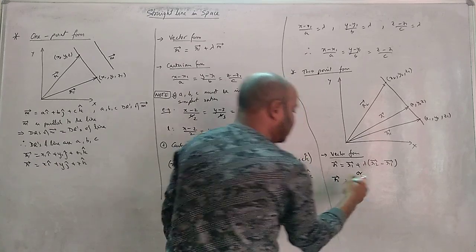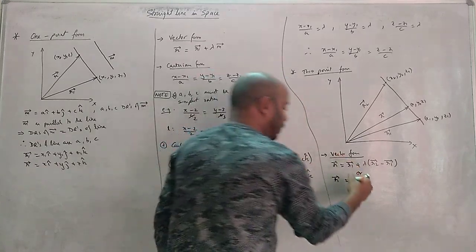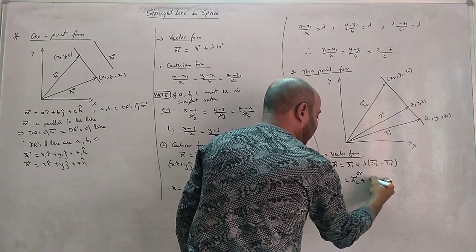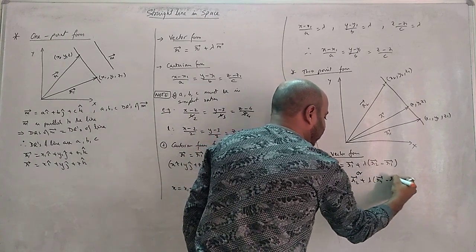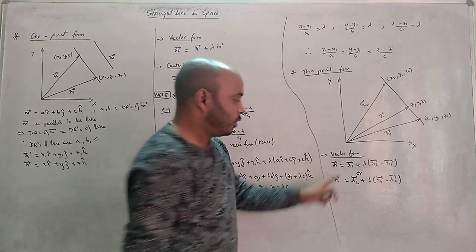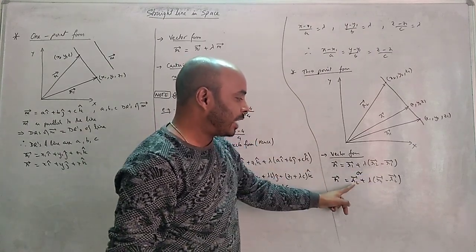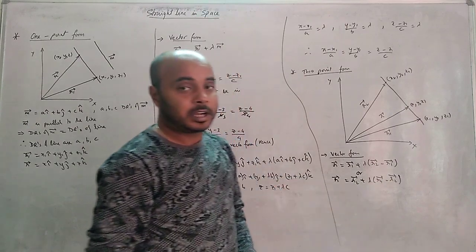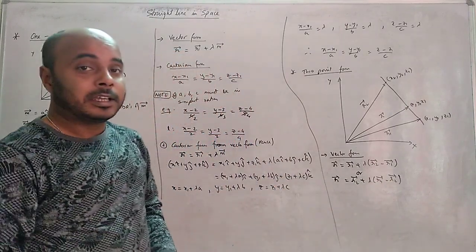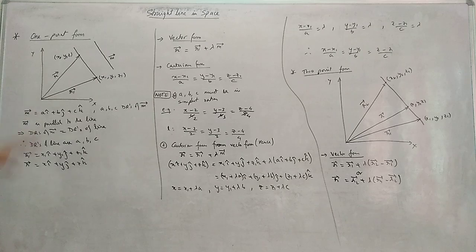Now, it's not necessary that you have to write here R1 only. You can write here R2 also. Then what will happen? यहाँ पे R1 minus R2 करना पड़ेगा. So if you write R1 here, यहाँ पे R2 minus R1 करना पड़ेगा. If you write R2 here, R1 minus R2 करना पड़ेगा. Clear class? Okay. Now let's write the vector. Cartesian form I will write somewhere here.